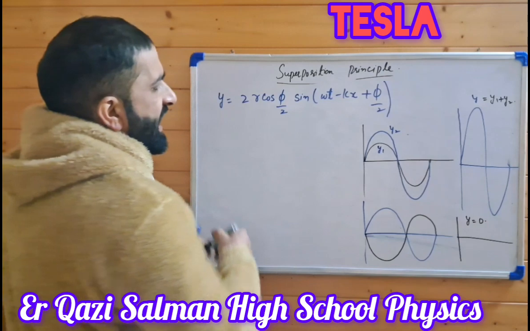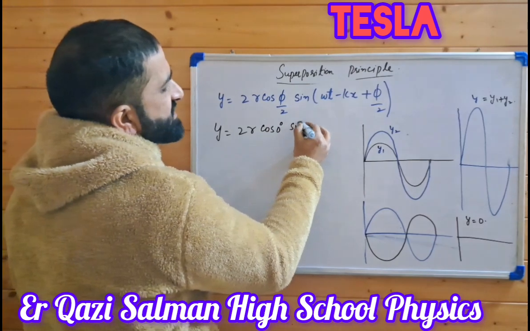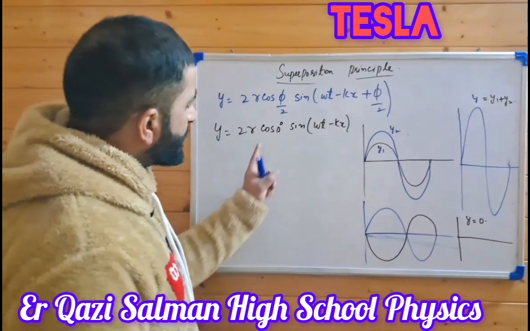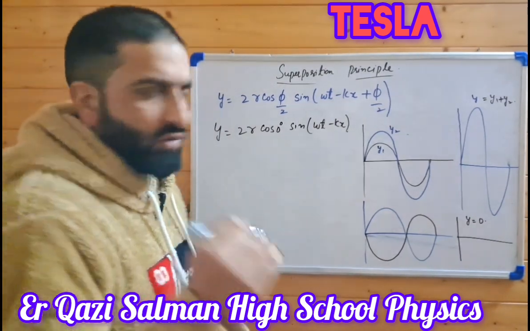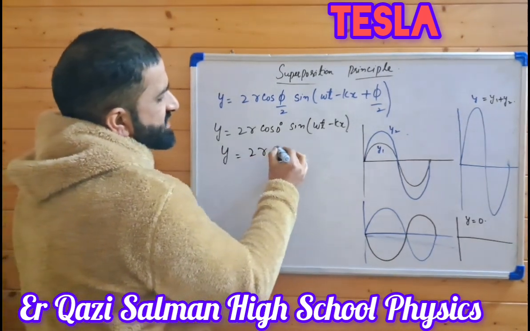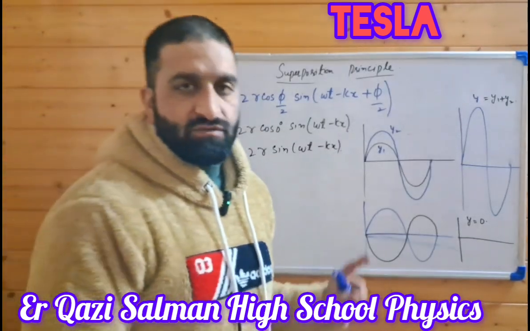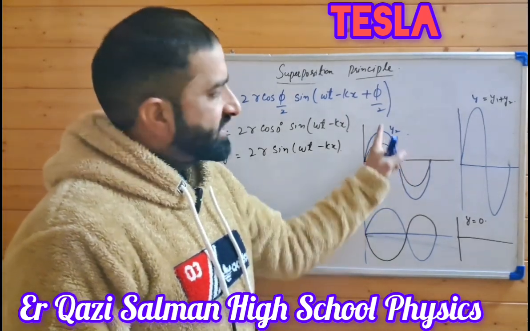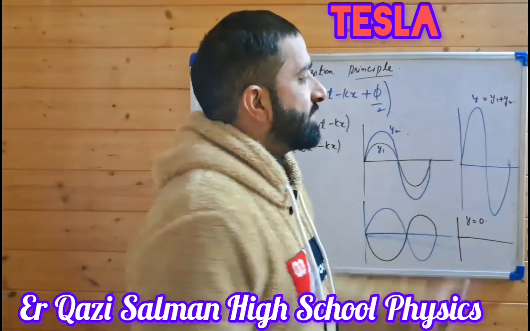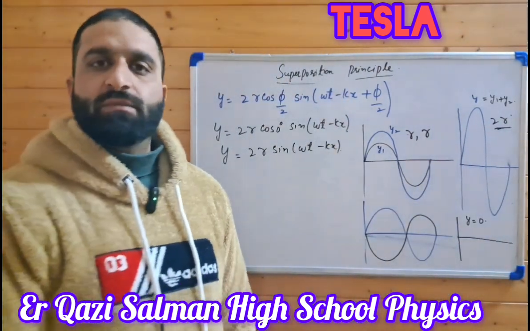In the first case, as phi is equal to 0, y is equal to twice r cos of 0 sin(omega t minus kx), as 0 divided by 2 is equal to 0. Now we know that cos 0 is equal to 1. So the resultant wave's displacement is equal to twice r sin(omega t minus kx). That means if we have two waves whose amplitudes are r and r, when they have a phase difference of 0, their amplitudes get added, so the resultant wave's amplitude will be equal to 2r.